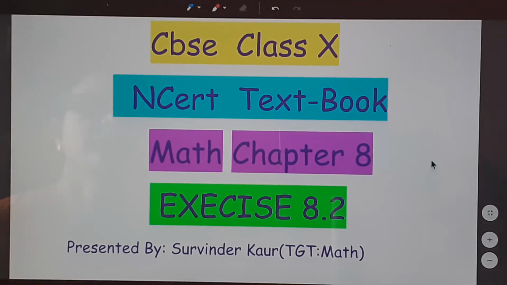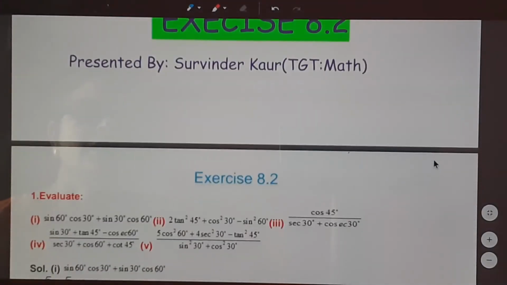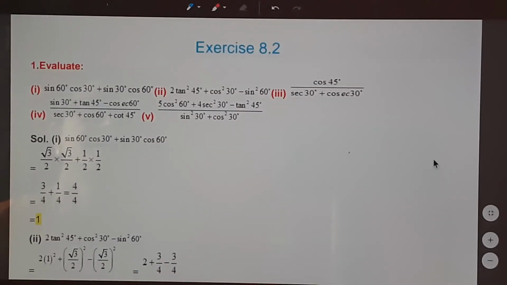Hello everyone. Today in this session I am going to teach you CBSE Class 10 Maths Chapter 8, Exercise 8.2. This exercise is based on the specific angles. We have seen all the values of specific angles. So in Exercise 8.2, the first question has 5 parts, and one by one we will discuss each.